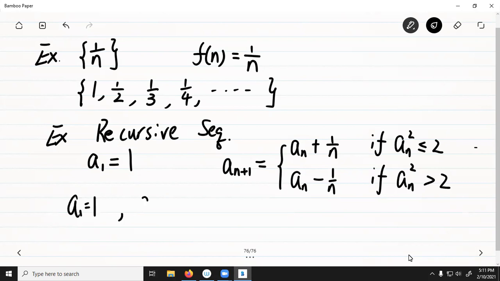So a1 equals 1. What is a2? Which one should we use? Since a1 squared is equal to 1, which is less than or equal to 2, we take this one. So this becomes a1 plus 1 over 1, with n equals 1 here. So this is equal to 2.